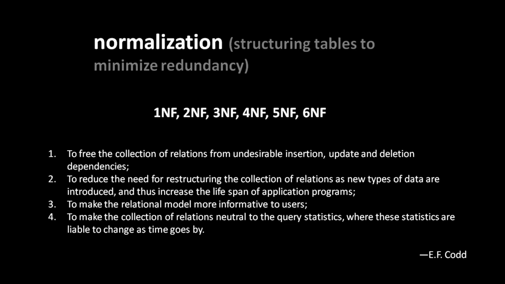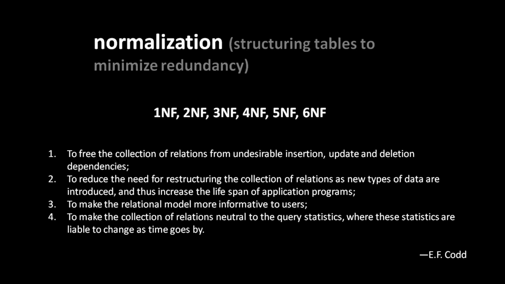In bullet point 3 here, he says that the point of normalization is to make the relational model more informative to users. And what I think he means there by informative is that if someone were to look at the schema of your database, look at the design of the tables, it should be quite evident looking at any one table what its purpose is. What you tend to get in an improperly designed database schema is a bunch of tables that have sort of nebulous roles. You're not really clear on what purpose those tables serve or how they relate to the other tables.